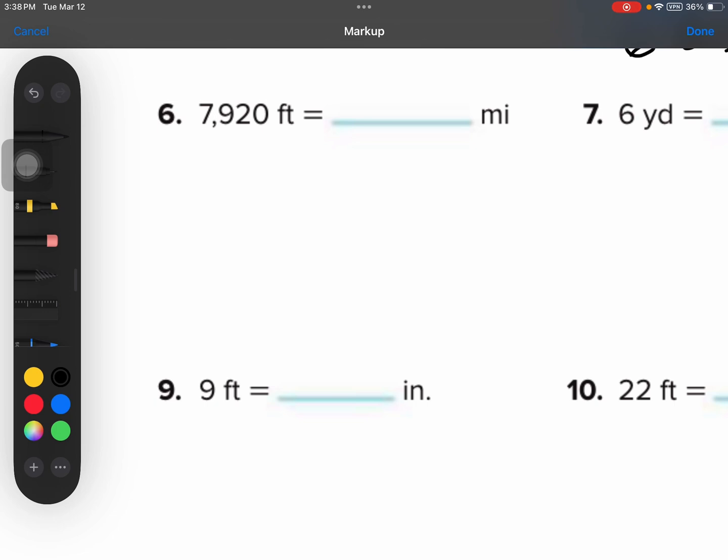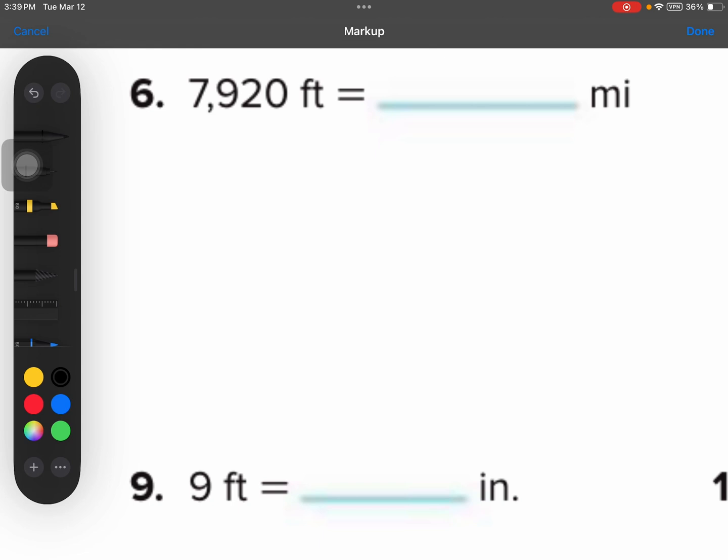Ooh, this one's a fun one. Feet to miles. Now, in every mile, there are 5,280 feet. So you could divide this number by this number, but that'd be a lot of work. Or you could do a guess and check and just times this number by 3, by 4. I like to do subtraction. So let's subtract this and just make a nice, beautiful pattern here.